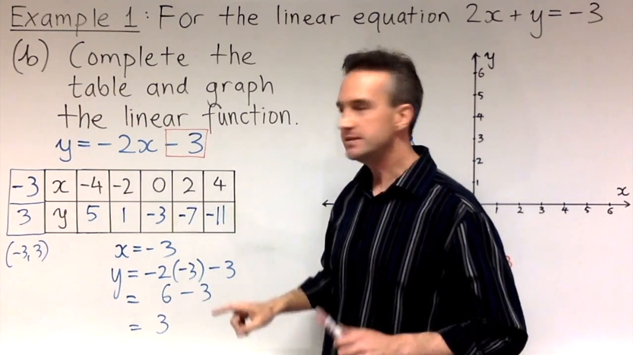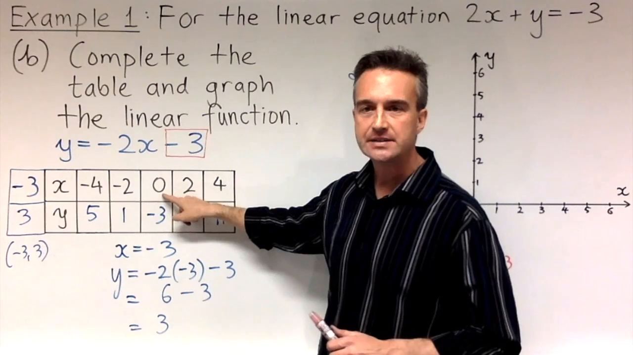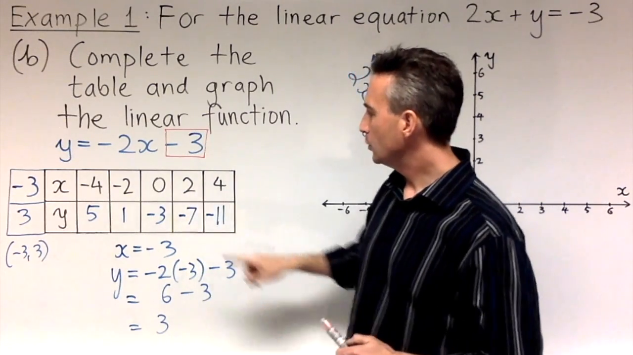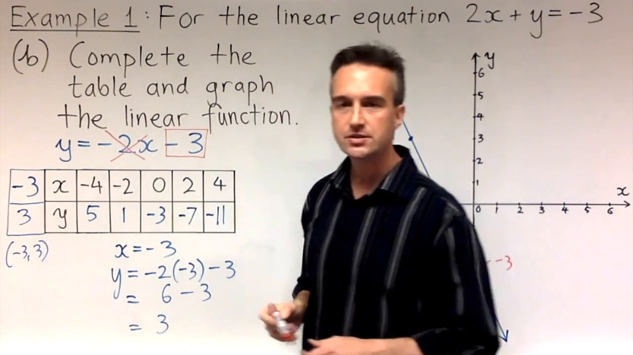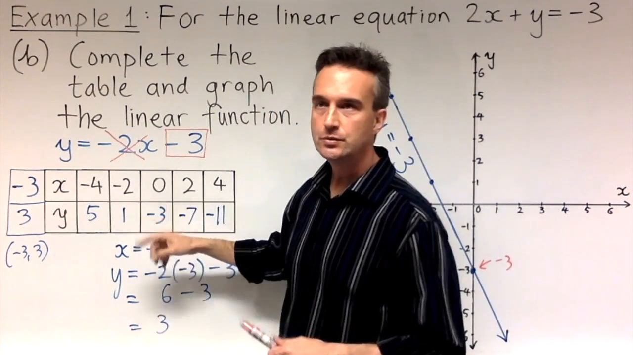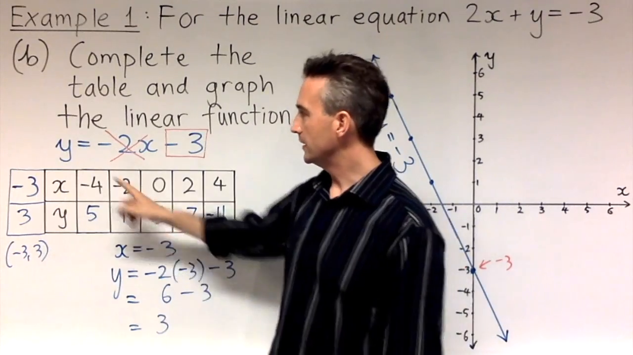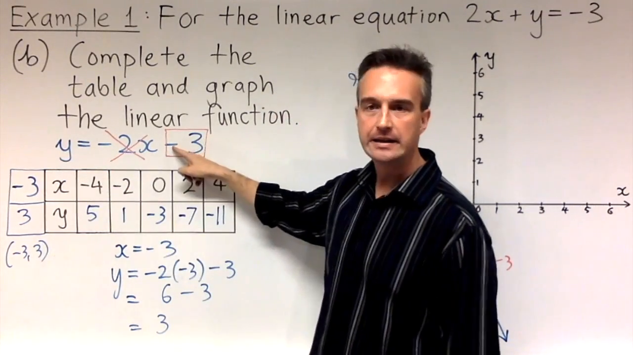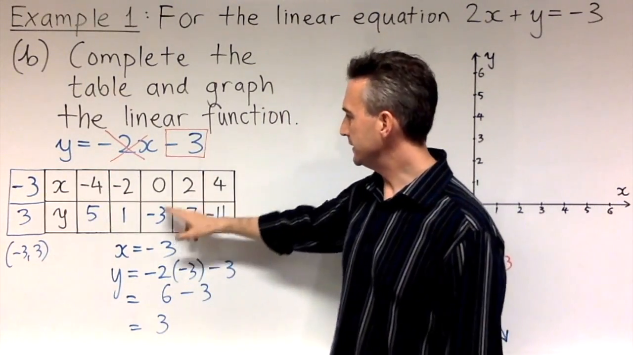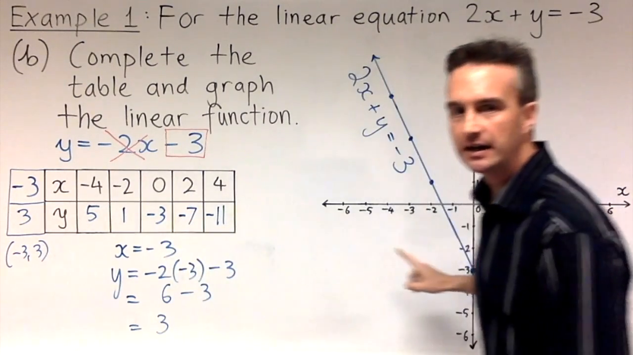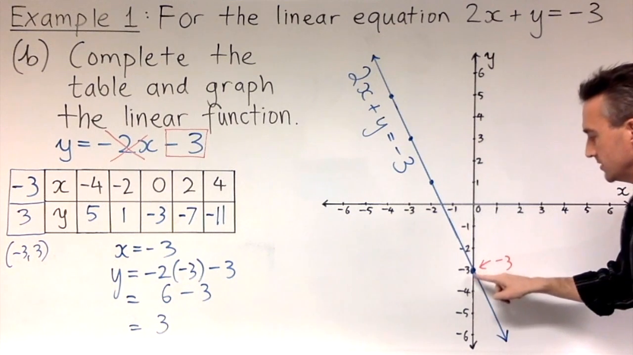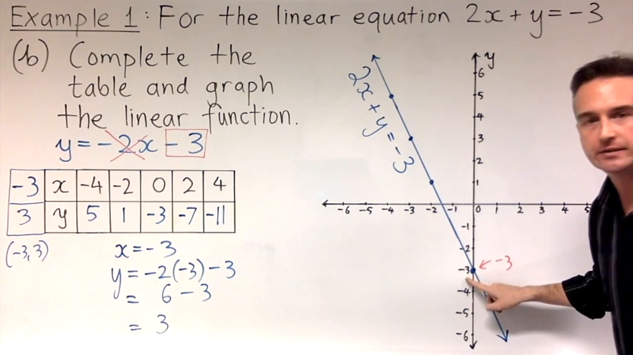The reason for that is, in our table, we had the x value of 0. When we put in x equals 0, this term disappears. Negative 2 times 0 is 0, leaving us y equals negative 3. Hence, we get the y value negative 3, and that is where our straight line cuts through the y-axis, because this point has coordinates 0, negative 3.